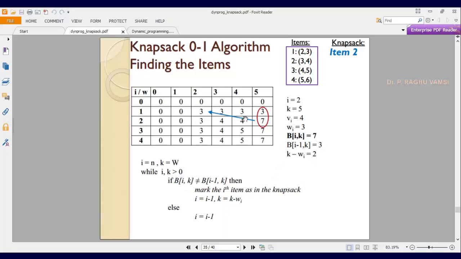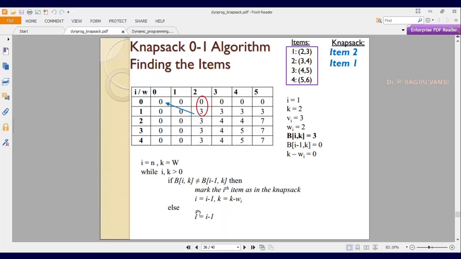What is the ith item? That is the first item to be placed in the knapsack, and i is equal to i minus 1, k is equal to k minus Wi. When k is equal to k minus Wi, obviously the previous corresponding element will be considered here. Then this particular thing will be taken into consideration. Then B of i comma k, because previously we have considered item 2 to be considered.